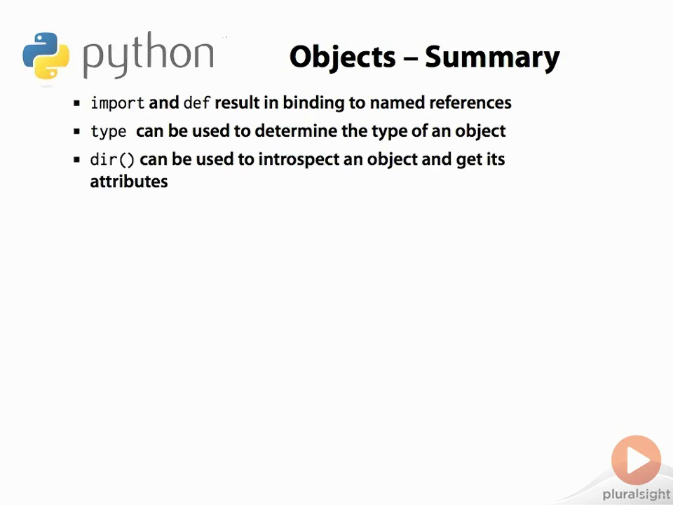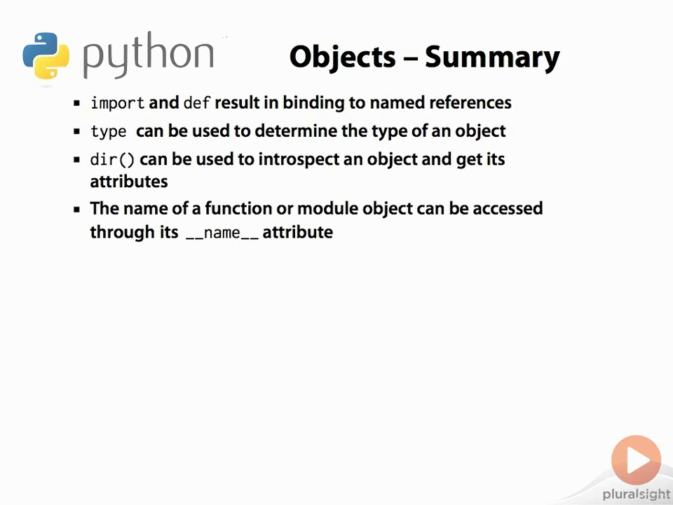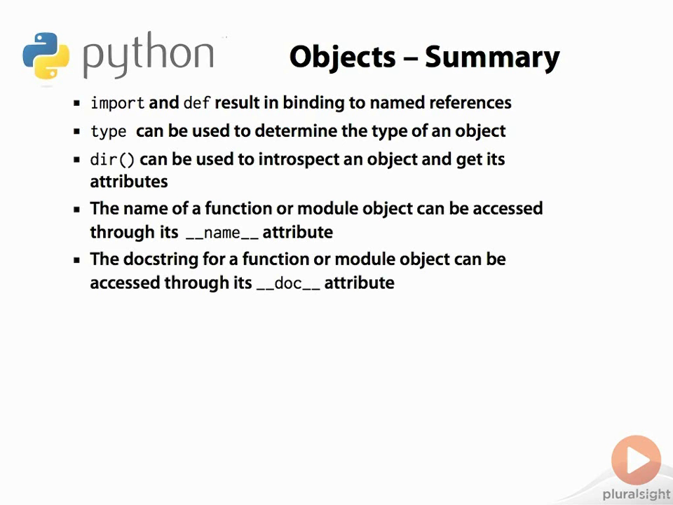The built-in dir function can be used to introspect an object and return a list of its attribute names. The name of a function or module object can be accessed through its __name__ attribute. The docstring for a function or module object can be accessed through its __doc__ attribute.